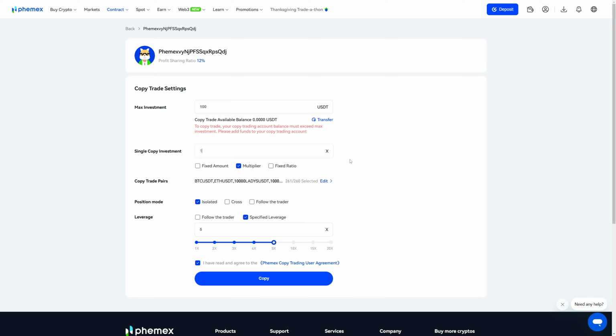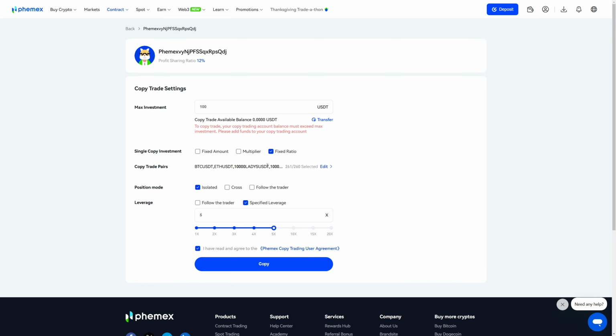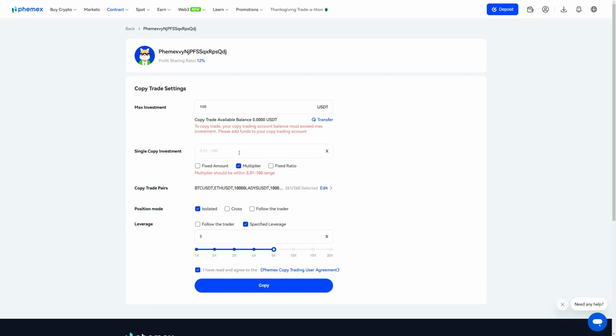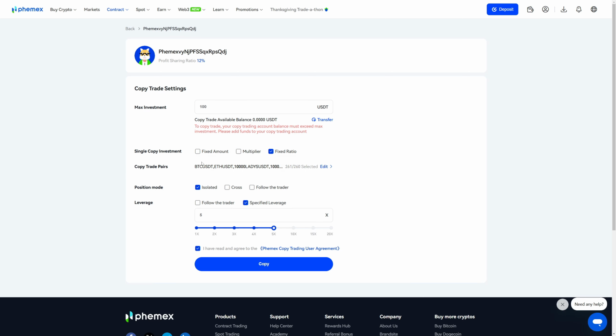So if the trader that you're copying uses 10% of his portfolio for the trade, you will also use 10%. However, if you now increase this to 5, and the lead trader uses 10% of his portfolio, your position will now be 50% because it will be multiplied by 5 in this case. Then we can also use a fixed ratio, which effectively is the same thing as putting 1 on the multiplier. So you can either put 1 on the multiplier or fixed ratio, that's effectively the exact same.